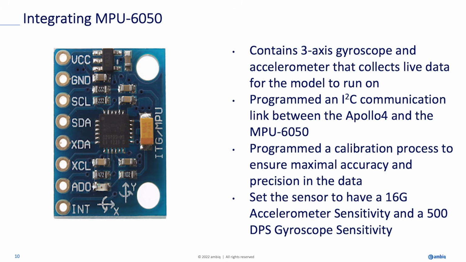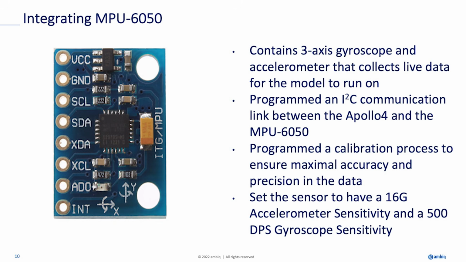And finally, a note about how we set up the sensor. We set the accelerometer sensitivity to around 16 Gs, and the gyroscope sensitivity to around 500 degrees per second.